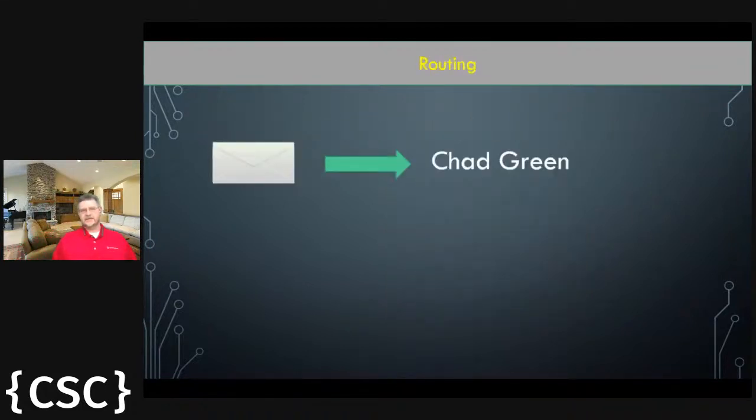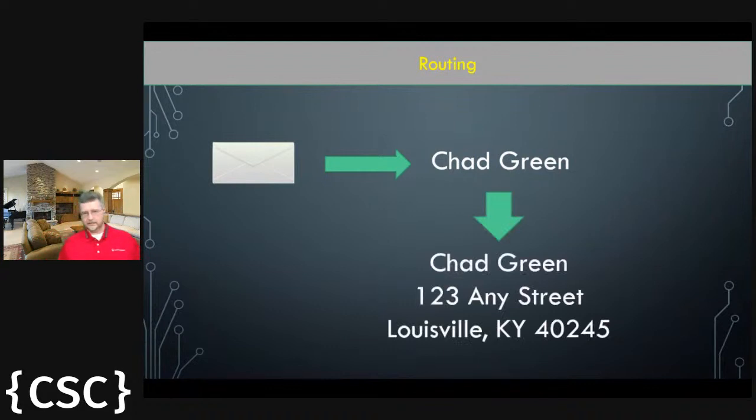If I'm going to send a piece of mail to Chad Green, and I need to find his address, right? Remember, I've got his address in a phone book, and so now I've got Chad Green at 123 NE Street, Louisville, Kentucky 40245. And yes, obviously not his real address. In fact, he's not even in that zip code. I double checked.